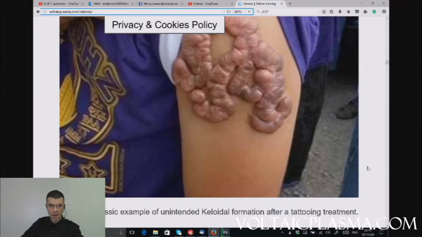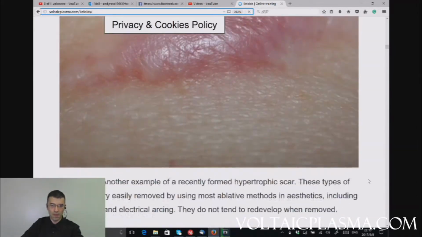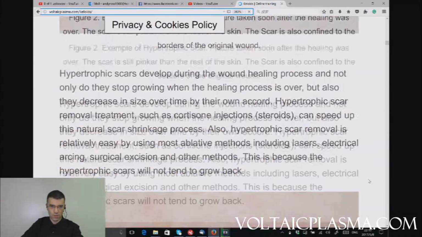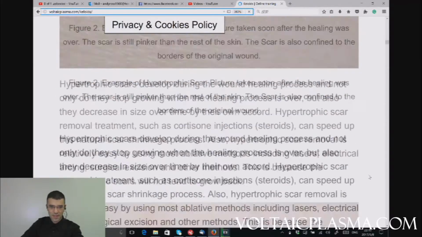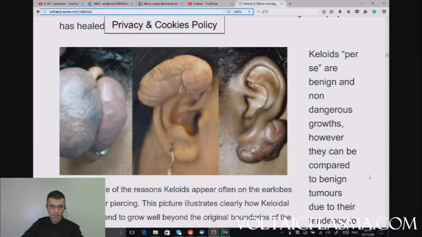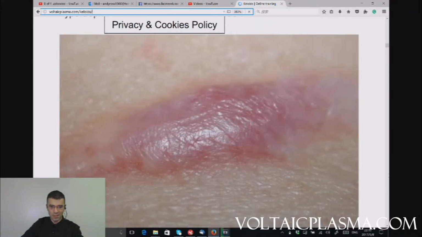So, we're going to watch this particular picture, the one on the earlobes, and compare them to a hypertrophic scar. So if you can see, they're essentially different. The difference is that keloids tend to overgrow the size of the initial skin injury, whereas hypertrophic scars, they overgrow it, but not as much.